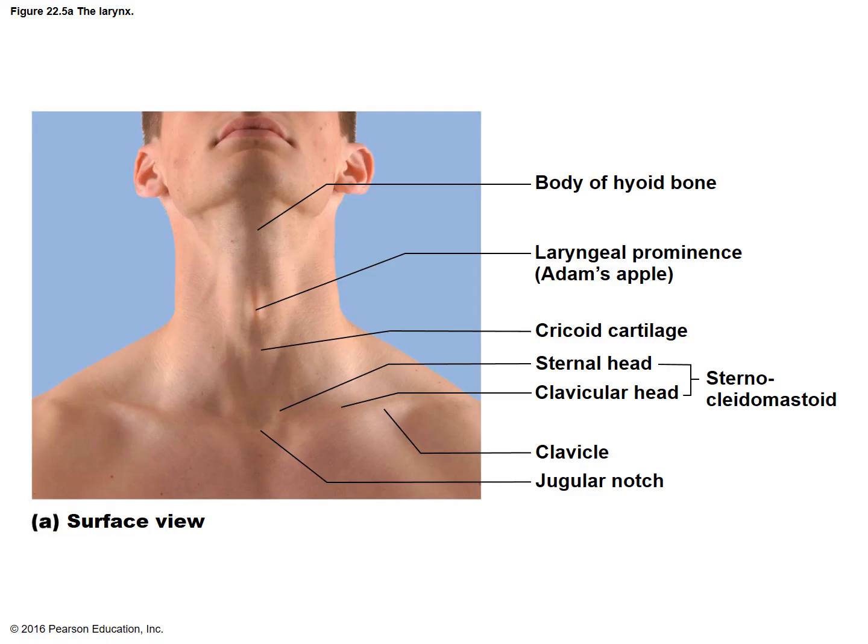This picture just shows how you can locate what's referred to as the Adam's apple, the laryngeal prominence right here, and where some of the other cartilage is located along the larynx, using some of your bones as markers.